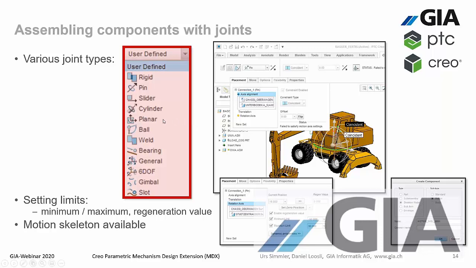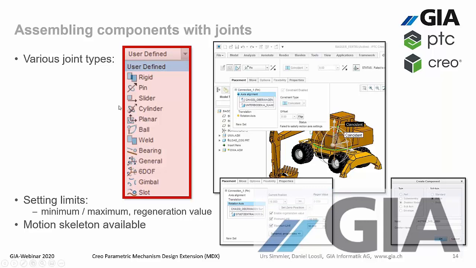And it all starts with the different types of joints you're using during the assembly process of your components. Here it's quite important that you know all those capabilities of joint types, and I think it's also quite important that you know that you can set some limits here. It's also possible to create some regeneration positions here.